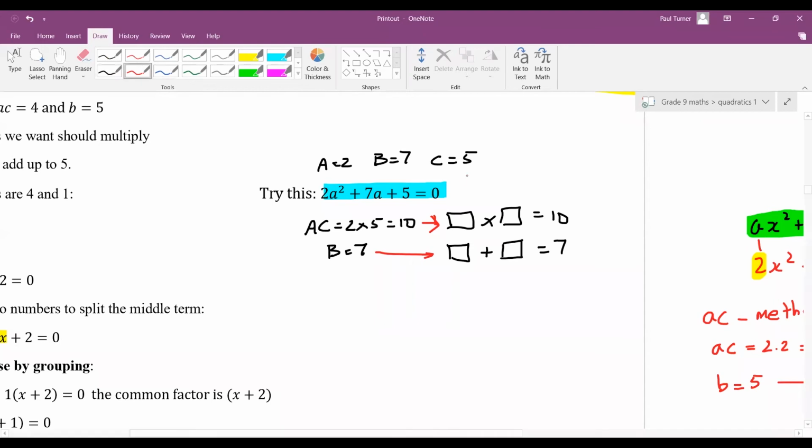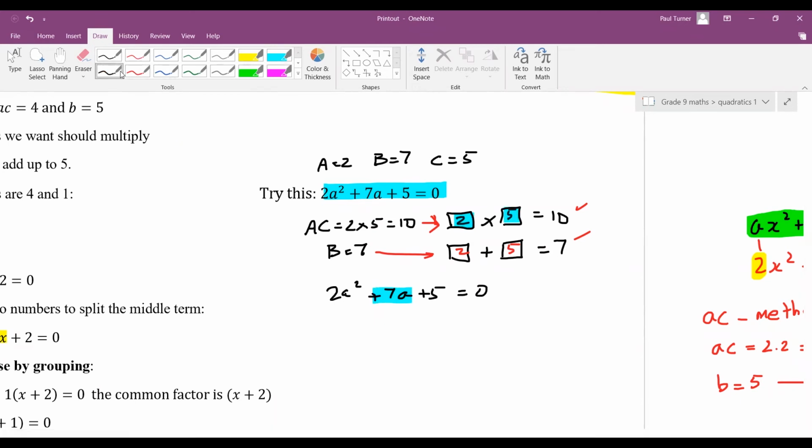So if we're guessing our numbers, it looks like 2 times 5, isn't it? 2 times 5 is 10, and 2 plus 5 is 7. They're both correct. So these are the two numbers we want. So I'll write my equation again: 2a squared plus 7a plus 5 equals 0. And we split this middle term using these two numbers here.